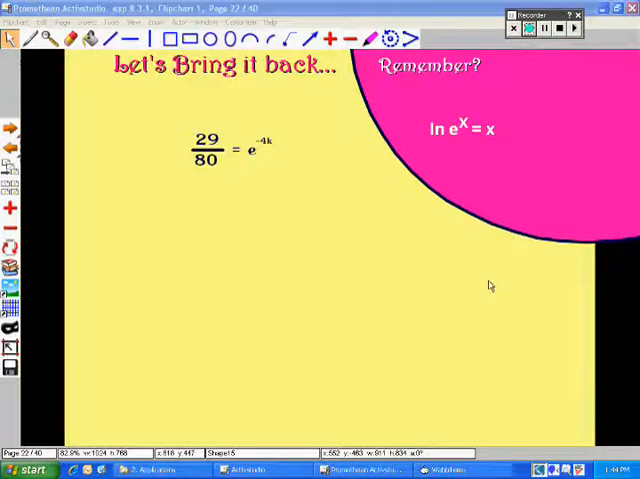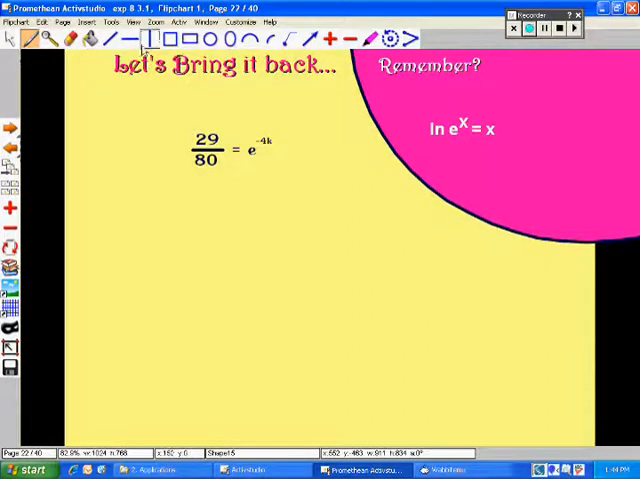For the Newton's law of cooling, we're going to need to remember something that we learned back in Algebra 2. We're going to need to be able to solve for a value in the exponent when the base is e. Well, let's remember, back in Algebra 2, we learned that when I have e to the x, and I take the natural log of e to the x, what happens is the natural log and the e cancel out. So I just get x.